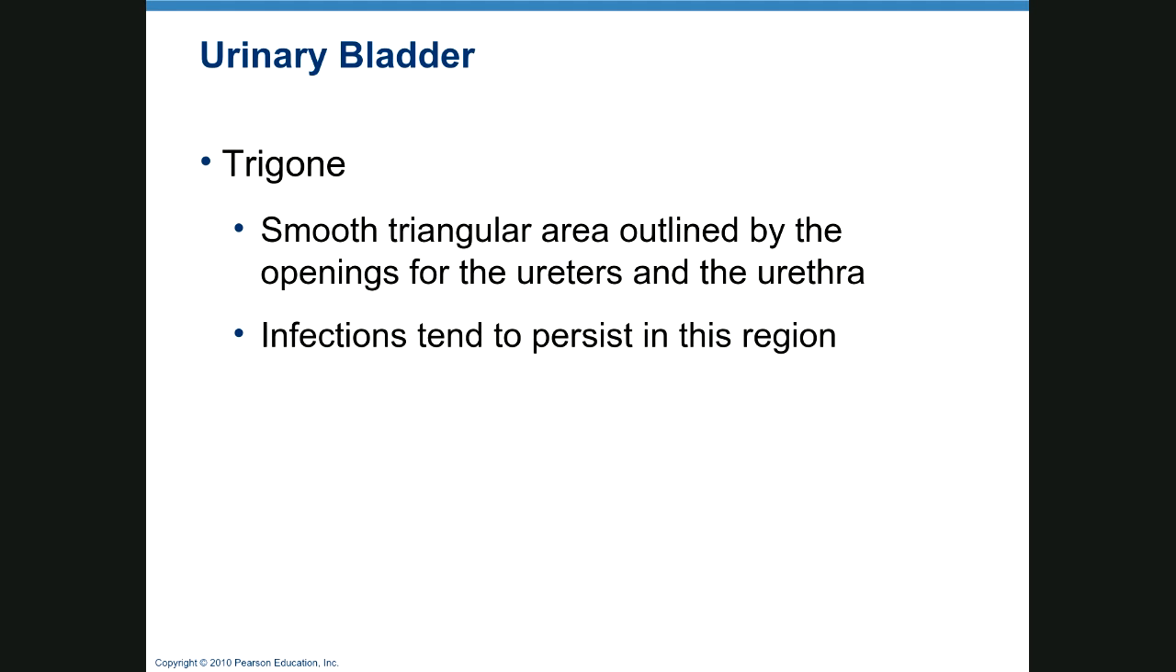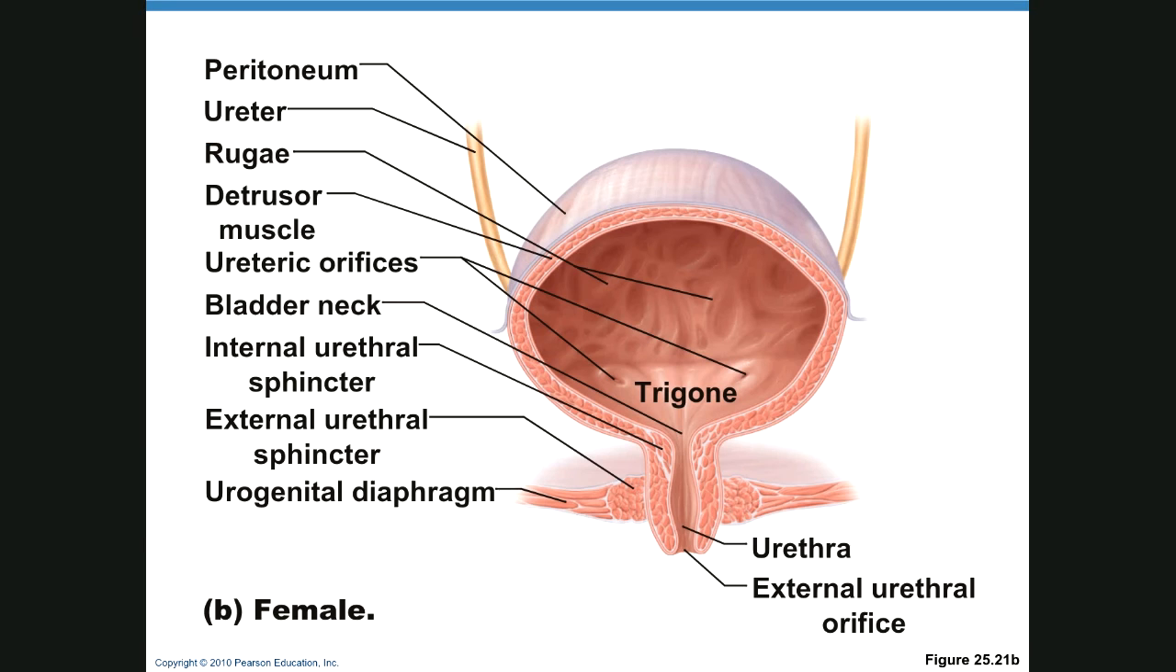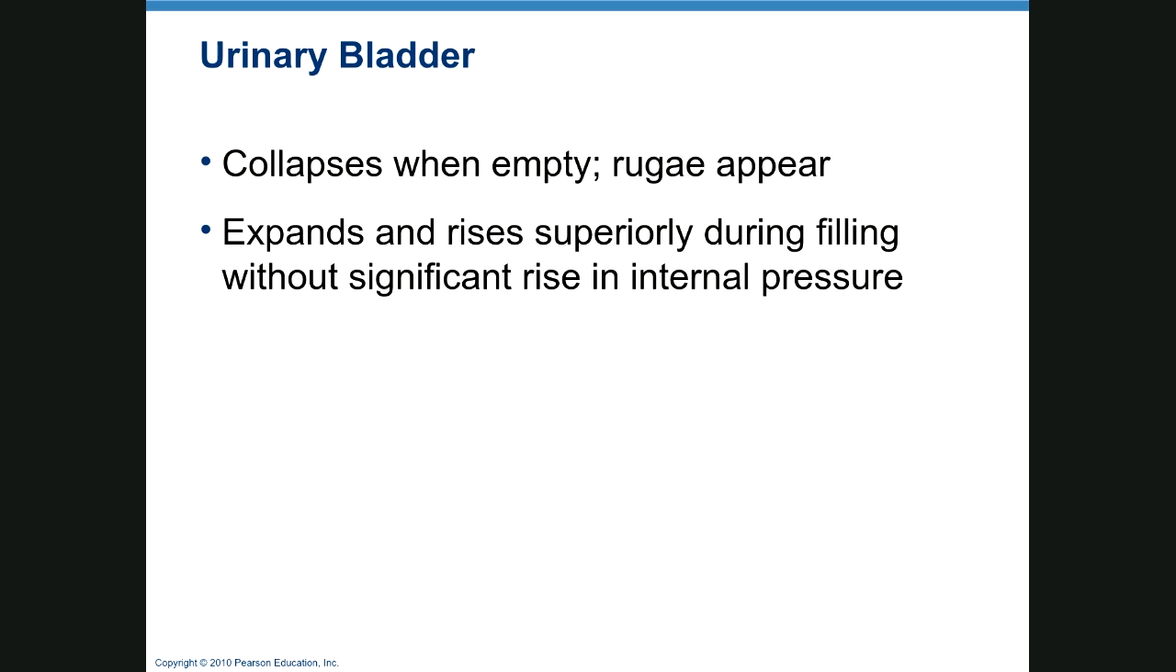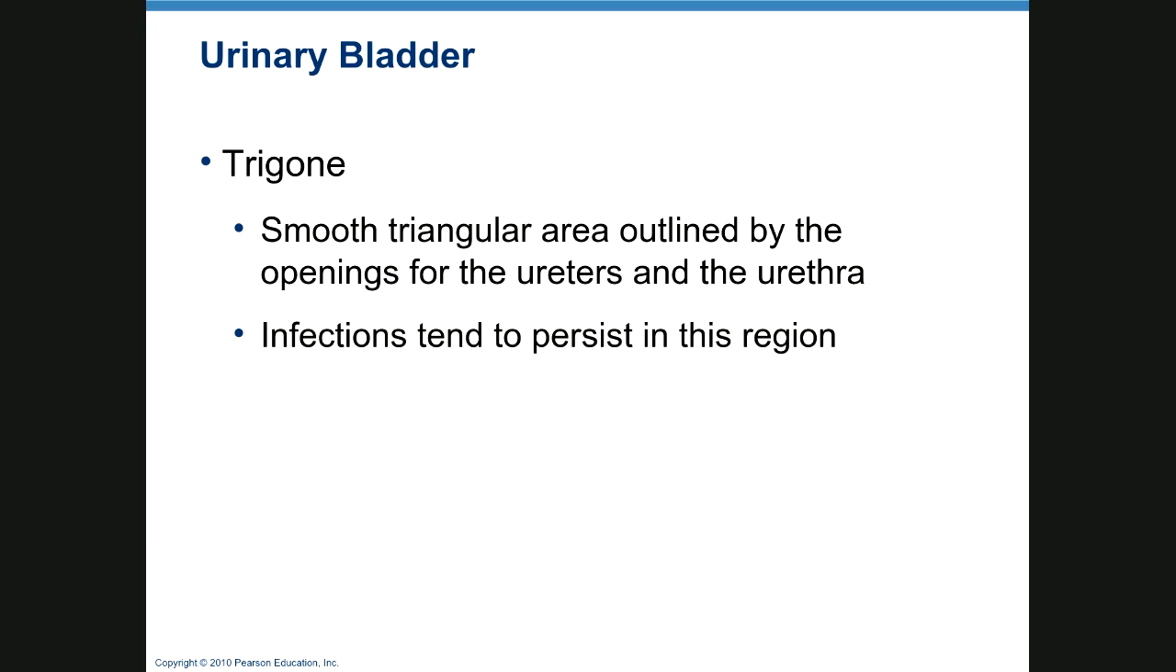Okay, the trigone area is an area, I don't have a picture of it right here. I think I do in a couple of pages here. Yeah, I do. Trigone area right here. They call that because it's triangular. Here are your 2 ureters coming in, and this is where your urethra goes out. So it's called the trigone area, and it is very susceptible to keeping infections. If one has a urinary tract infection and it persists, that's a likely spot.